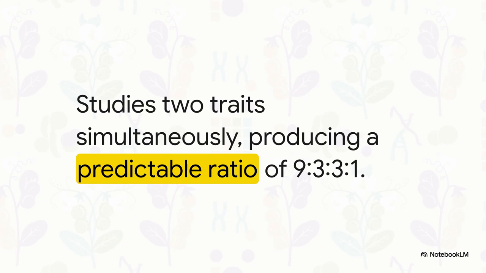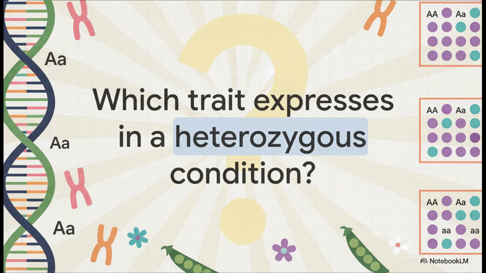A dihybrid cross studies 2 traits simultaneously. So for example, tracking both seed shape and seed color at the exact same time. And because of that law of independent assortment we talked about, these traits mix completely randomly. When you cross 2 heterozygous parents for 2 traits, the math expands into a huge 16-square grid, which ends up producing the incredibly famous phenotypic ratio of 9 to 3 to 3 to 1 in that second generation. Pretty cool, right? All right, the moment of truth.